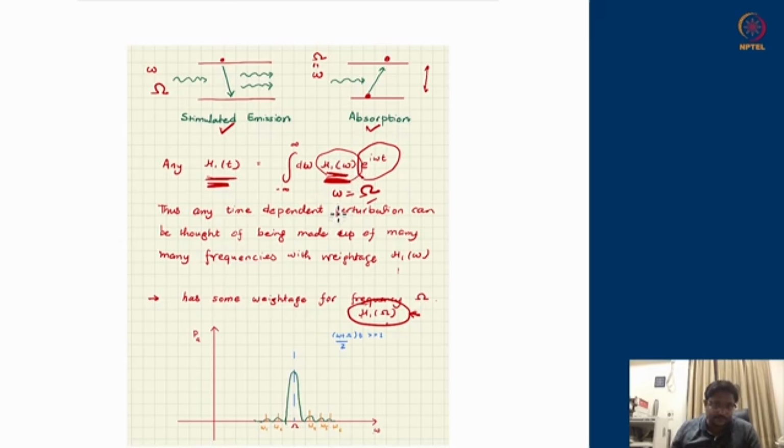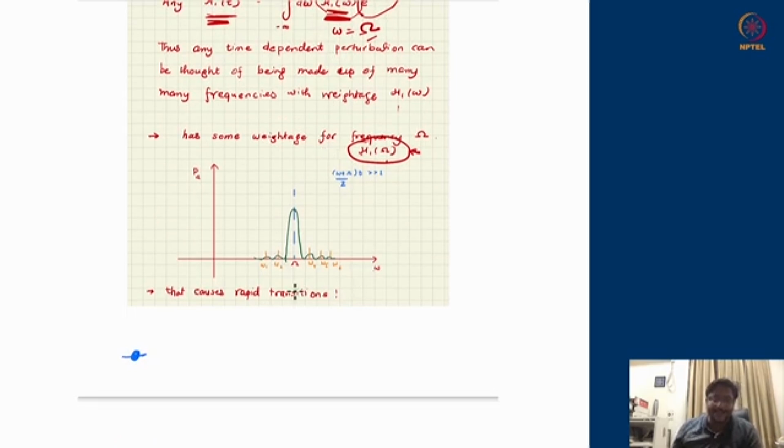all other different frequencies do not cause much of transitions. So light can be thought of as made up of different frequencies, out of which most of the frequencies like omega 1, omega 2, omega 4, omega 5, omega 6 and so on, they do not cause much of a transition. Only one frequency is responsible for most of the transition, and this is the resonance frequency, and its weightage is decided by h1 of omega.